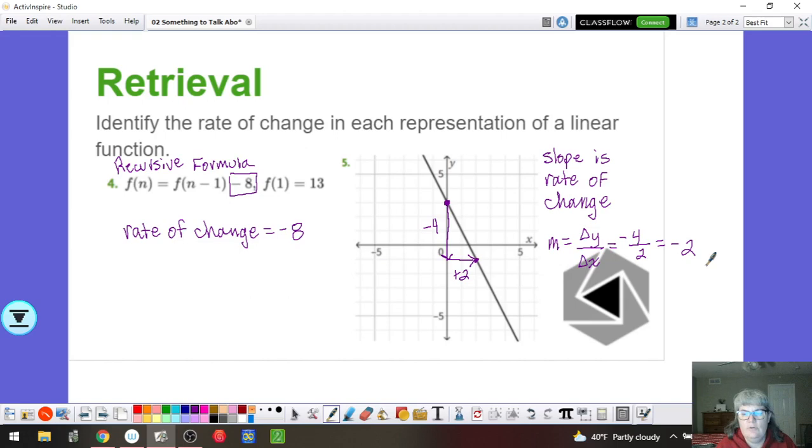And this should allow you now to complete the Ready, Set, Go for Unit 1, Lesson 1.